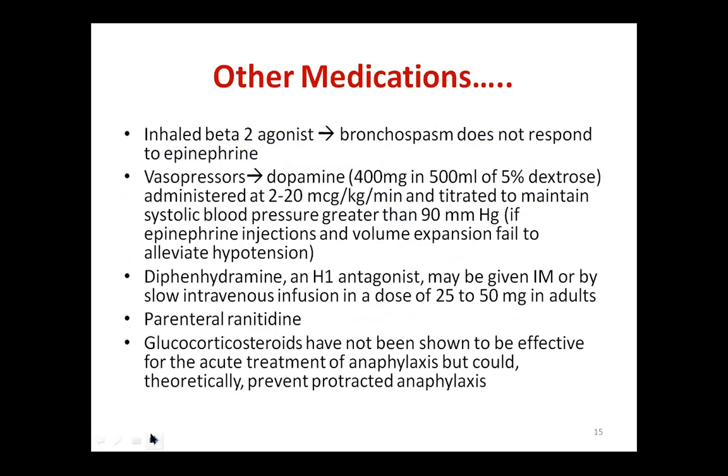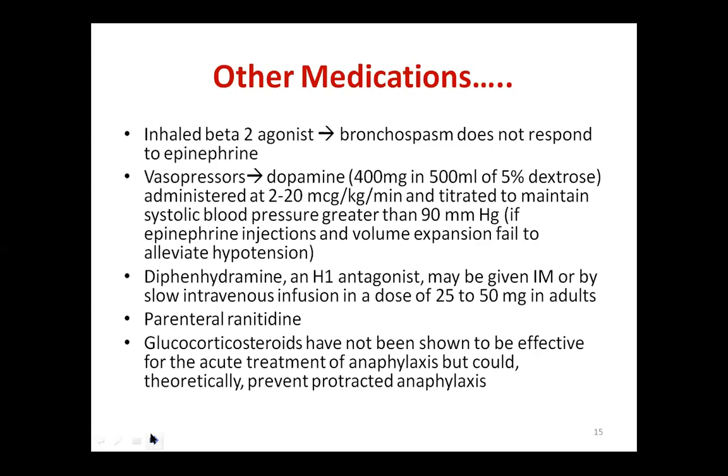We have inhaled beta 2 agonist, because we have to correct bronchospasm if it is not responding to intramuscular epinephrine. We can use epinephrine nebulization also. Role of vasopressor, specifically in presence of shock. The choice of vasopressor is dopamine, and we have to titrate to maintain the systolic blood pressure greater than 90 millimeter of mercury. If the epinephrine injections and volume expansion fail to alleviate hypotension, we need this dopamine. There are some studies ongoing on vasopressin also, but it is still not recommended.